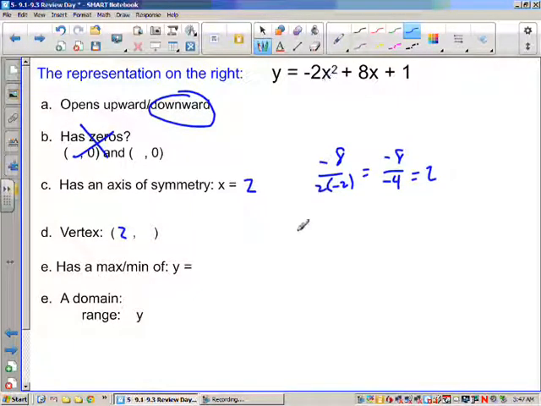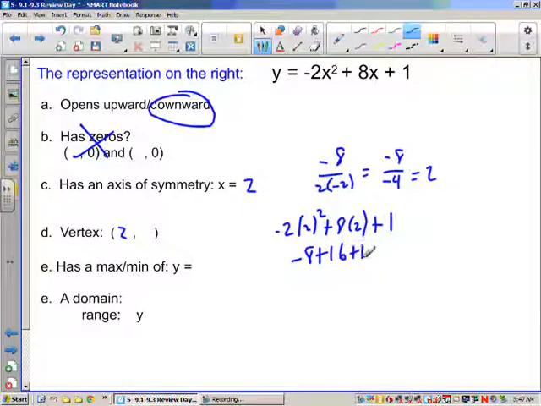We plug in 2 up here. We get negative 2 times 2 squared plus 8 times 2 plus 1. That'll give us 2 squared is 4, so negative 8 plus 16 plus 1. If we do the math on that, we get 9. So the vertex is (2, 9).